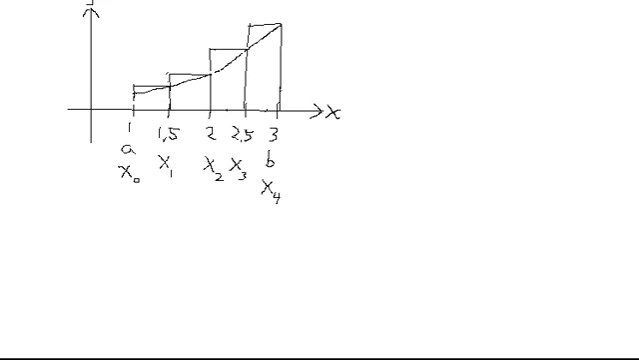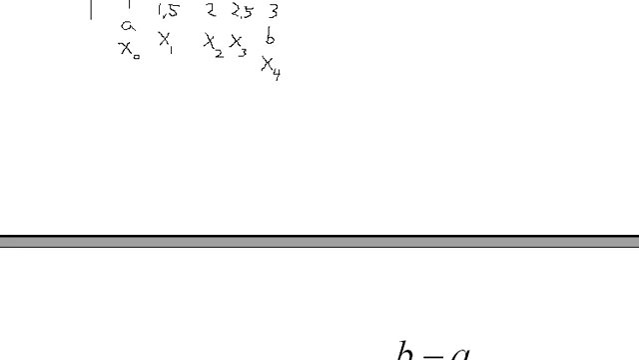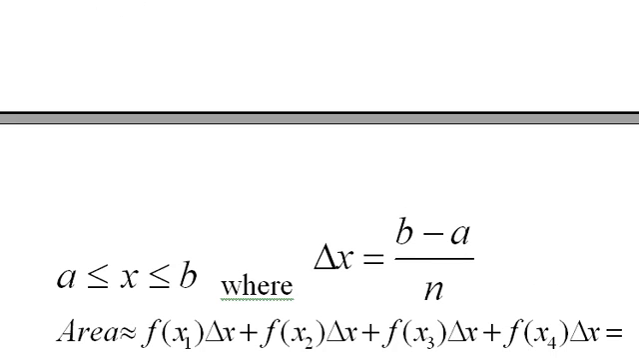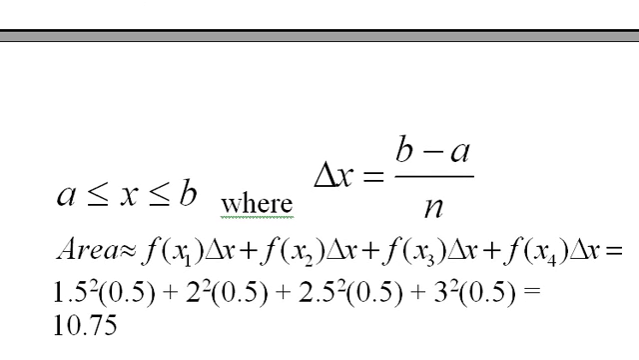And when we did that, we got a sum of products, okay? I copied this right from the other video. Here's the formula we use, function of x1 times delta x. That gave us the area of the first rectangle. Here's the area of the second, etc. And then we actually calculated it here. And we got an area of 10.75 in that problem. We overestimated. We know that it's less than that, but it's an approximation.